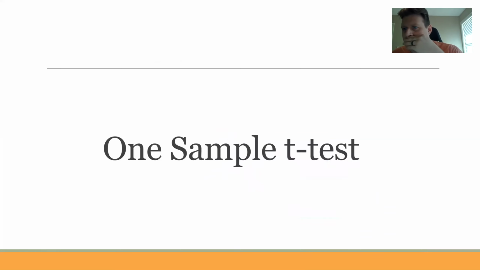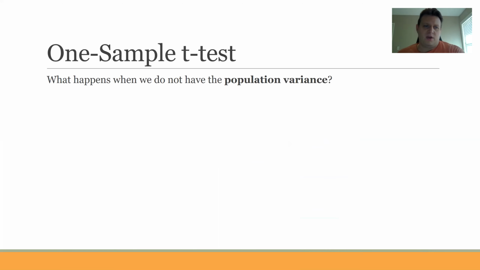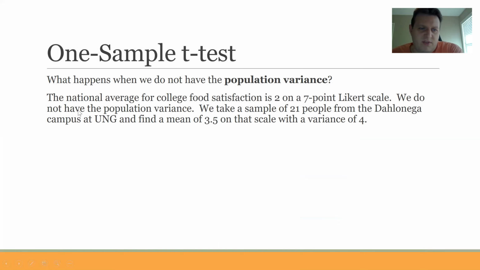Okay, so let's do some examples of this. So what happens when we do not have the population variance? So let's say the national average of college food satisfaction is 2 on a 7-point Likert scale. Pretty low. College students don't really enjoy the food options that they have on campus. We do not have the population variance. Okay, we don't have what that is. And we take a sample of 21 people from Dahlonega, the Dahlonega campus at UNG, and find a mean of 3.5 on that scale with a variance of 4.